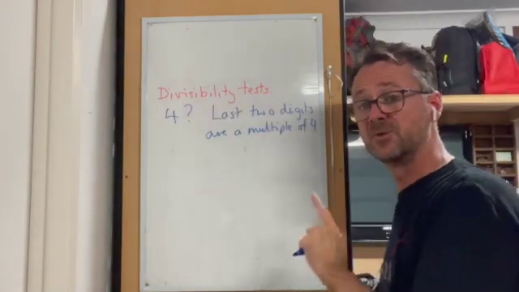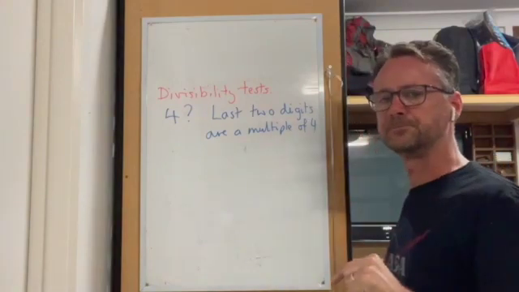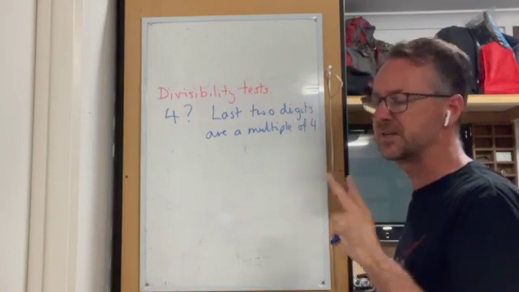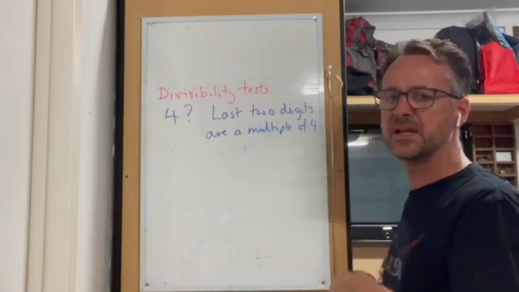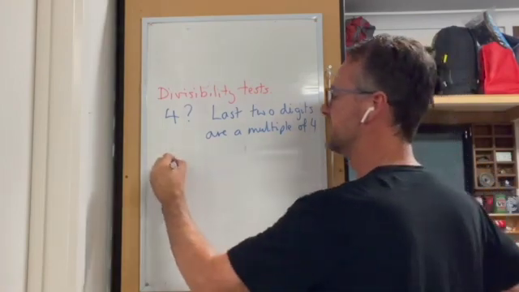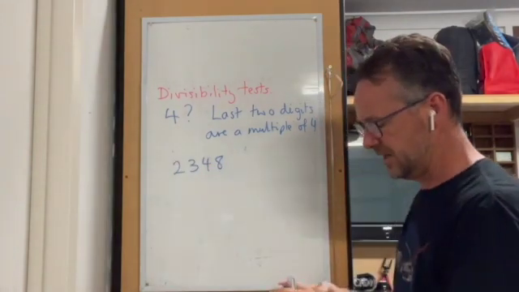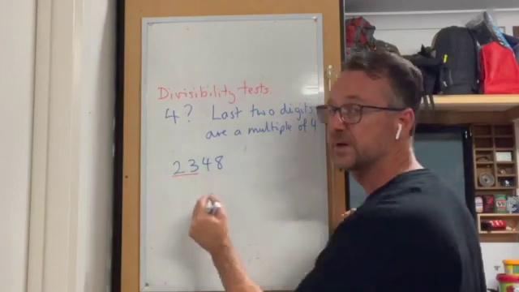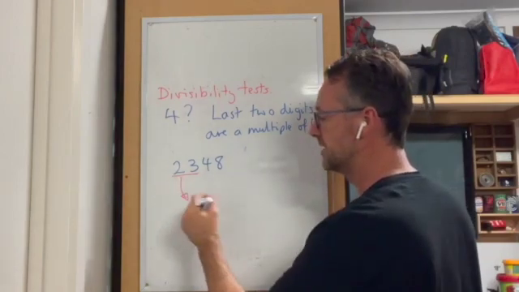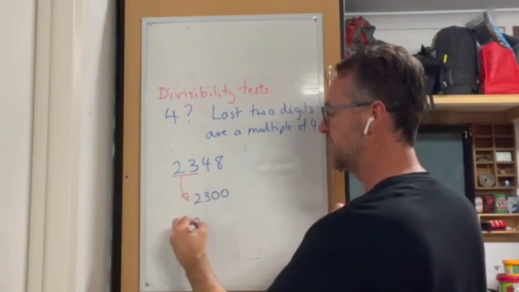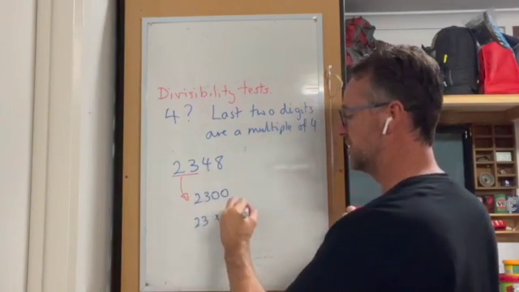Okay, now the number 4 is interesting because with the number 4, we really only have to consider the last 2 digits. And the reason for that is if we take any other number, so let's take a large number, say 2,348, okay? Now, if we look at this bit here, the 23, that in actual fact is the number 2300, or 23 times 100, okay?